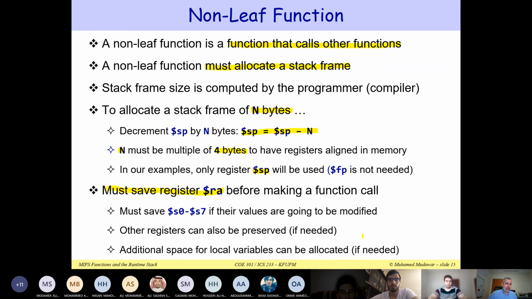You can also save other registers, for example, S0 to S7. Now, any function that wants to modify these registers has to preserve their values across a function call. So if a function wants to modify these registers, it has to save them in its stack frame before modifying them. This is the convention which is used by the MIPS architecture.